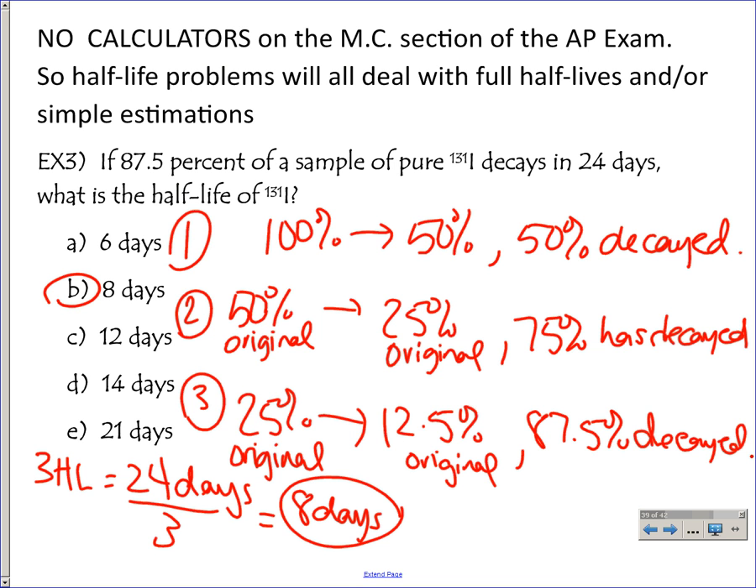That answer is B. So it's that simple math, simple calculation, simple percentages. You just need to understand what the term half-life means and how you would convert the days into half-lives.